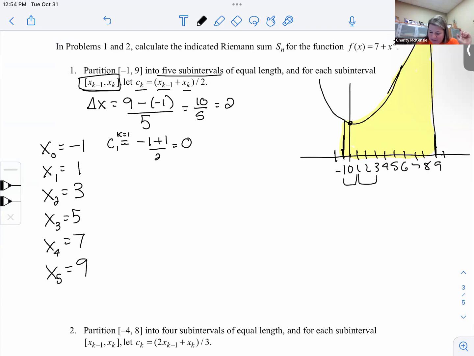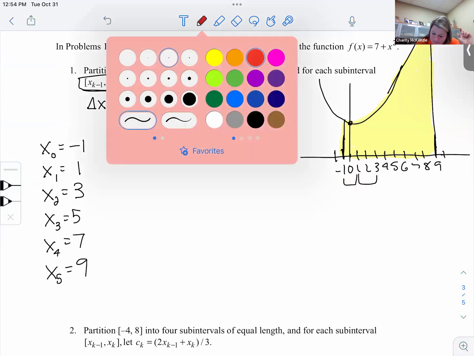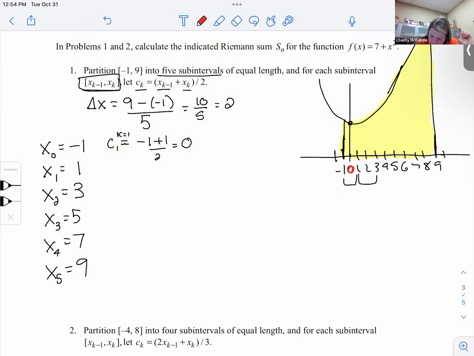Okay, look over here. What number is in between these two? Right in the middle, it's 0. Maybe I'll do this. 0, right? And the next one that's in the middle is 2, and the next one in the middle is 4, and the next one is 6, and the next one is 8. So I bet those are the numbers we're trying to come up with over here, because those are the middle.